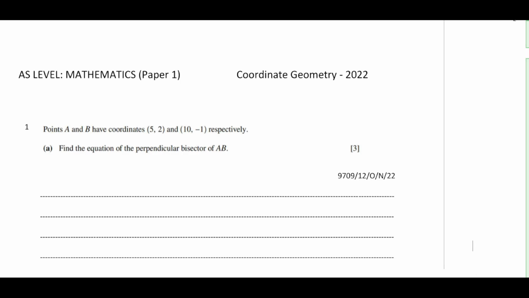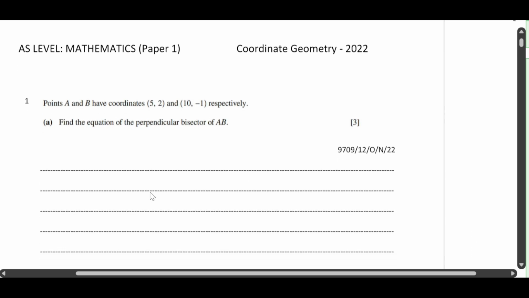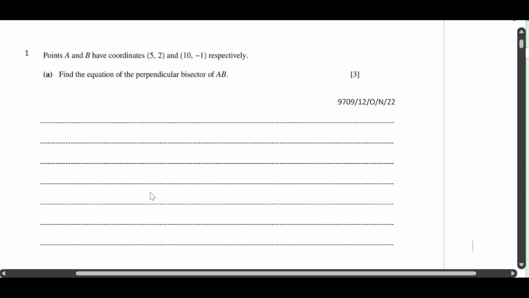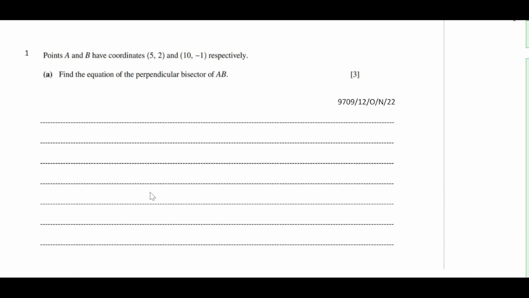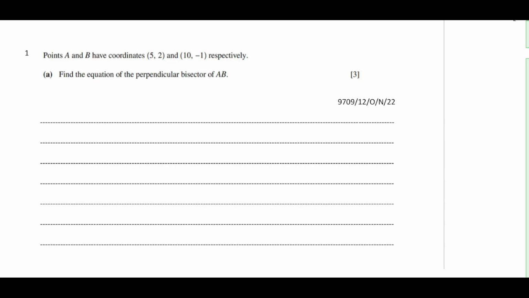We will see coordinate geometry and we will try to solve the problems asked in 2022. The first question in front of you is: the points A and B have coordinates (5, 2) and (10, -1) respectively. Find the equation of the perpendicular bisector of AB. So we have to find the equation of the perpendicular bisector of AB, right?